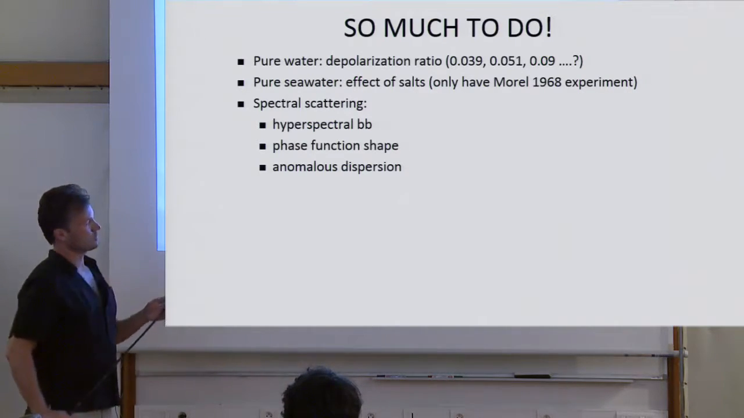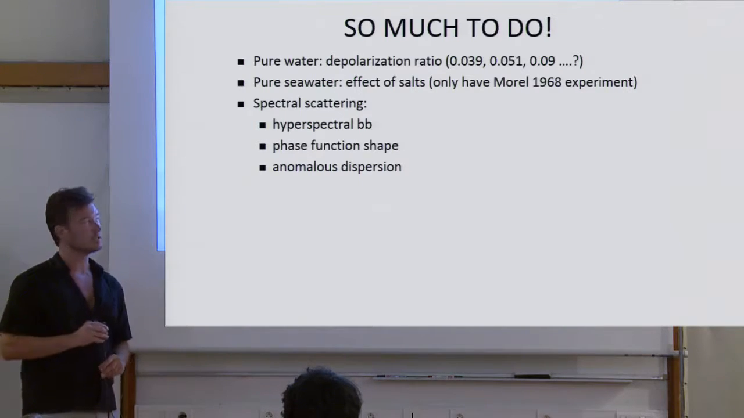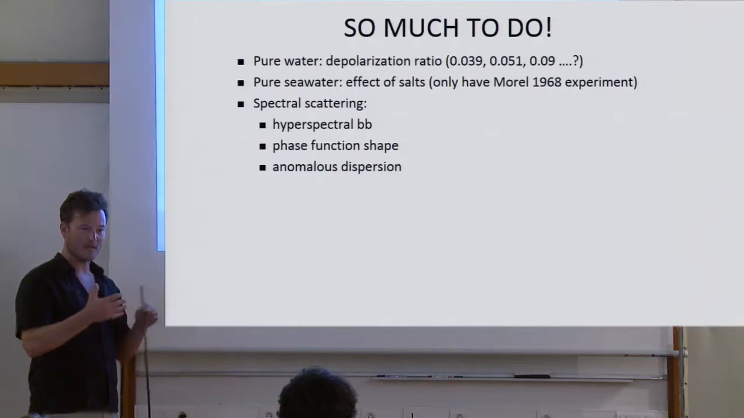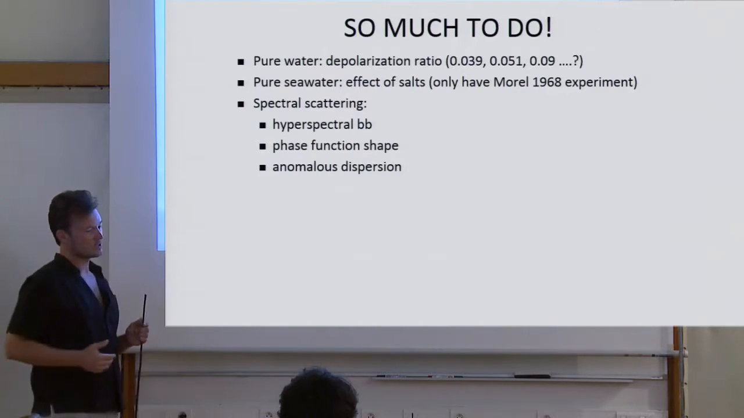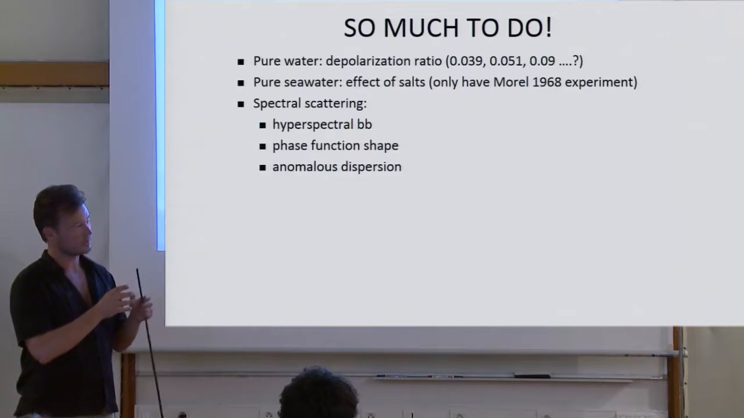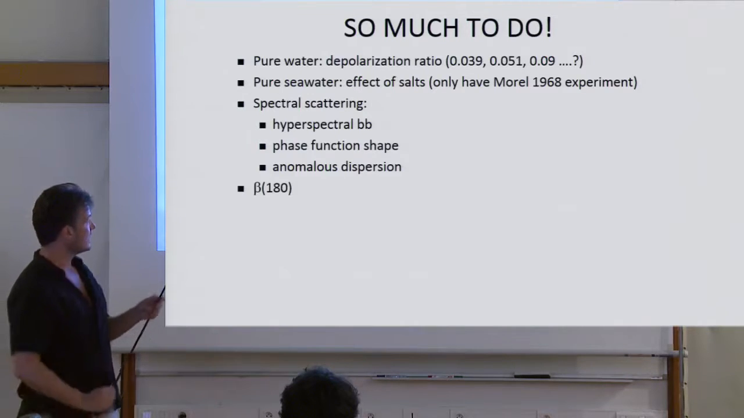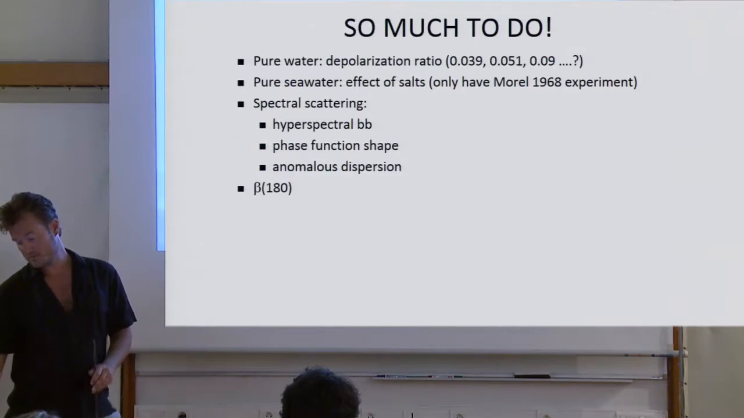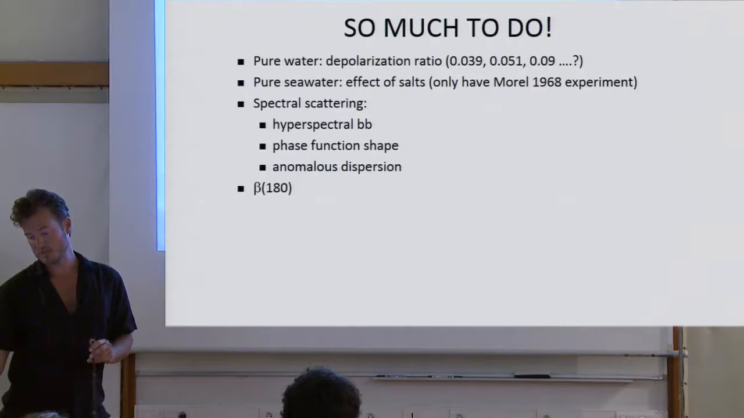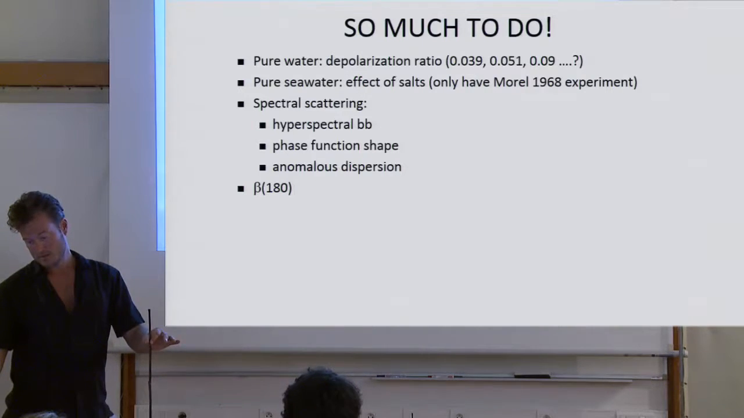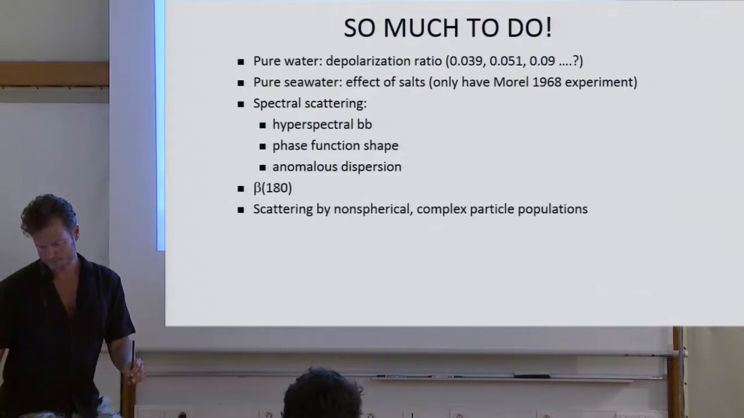I also put anomalous dispersion because Darius did some work in the 80s on this, and Ron did some work in the 90s with other people, but it really hasn't been looked at in a long time. And there's information there, information about packaging. I think coupling anomalous dispersion calculations with measurements of absorption and scattering can be used to tell us more about the population of particles. Beta 180, again, we do not have a sensor to even measure it, and it's a big question mark, especially if we're looking at nadir viewing for remote sensing and the sun is at zenith. It's an important parameter.